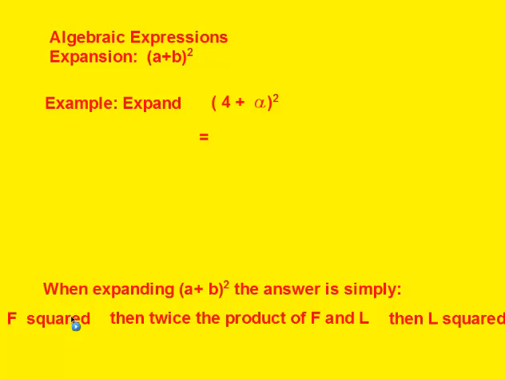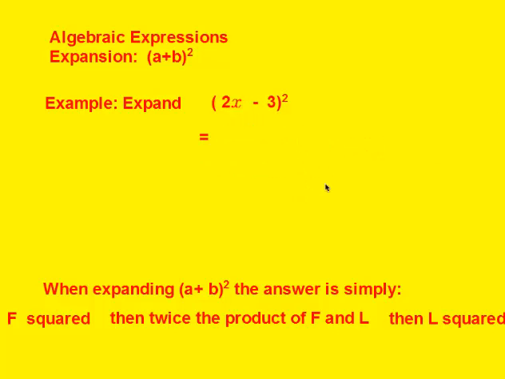This one, we see it's squared, so we use our shortcut. The first squared is 4 squared. Twice the product of first and last means 2 times 4 times a, and on the end is the last squared, a squared. Simplifying, 4 squared is 16. 2 4s are 8. 8 times a is 8a, so we're adding 8a, and on the end is a squared.